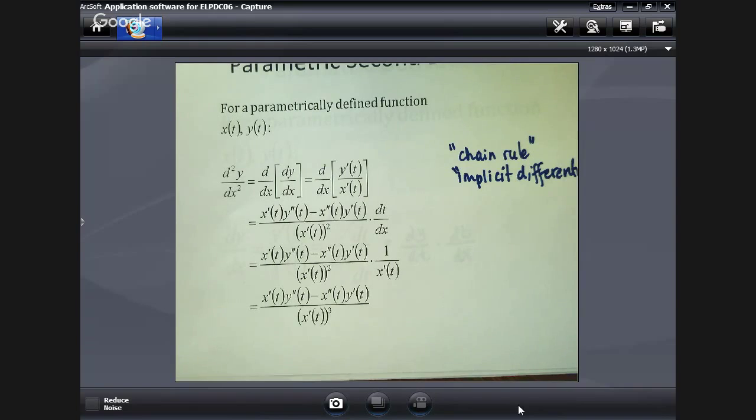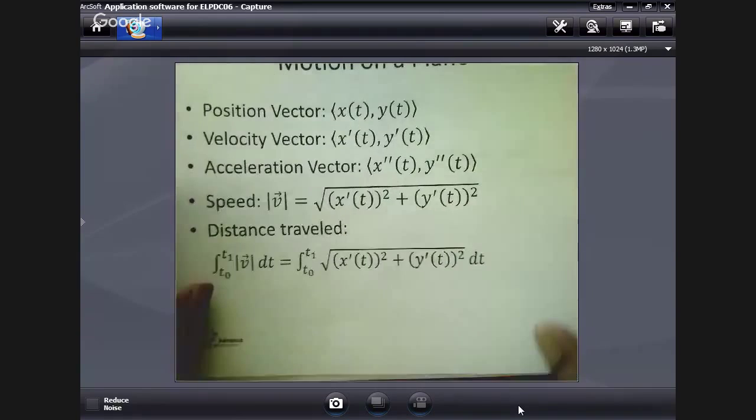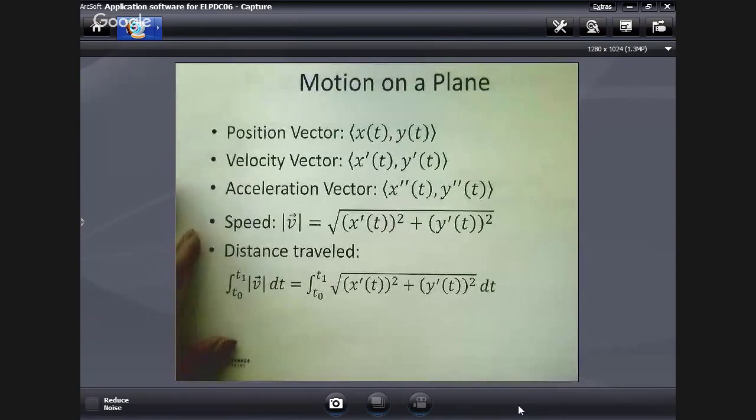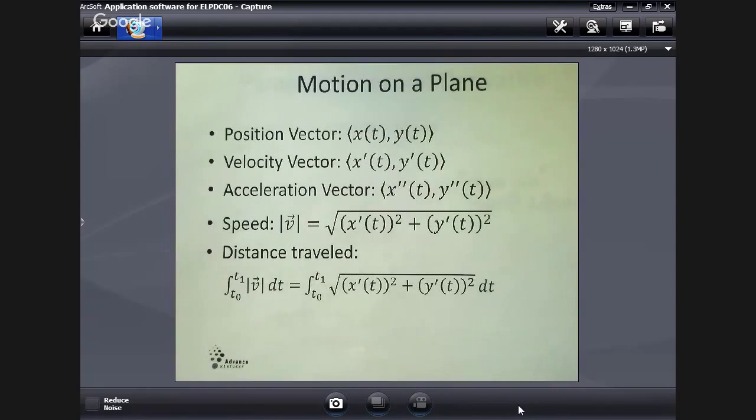Now let's move on to motion in a plane. We use vectors for that. And so these are the basics for motion in the plane: position, velocity, acceleration, speed, and distance traveled. Very similar to the basics for motion along a line: position, velocity, acceleration, speed, distance traveled. And when we move along a line, we also talk about displacement. We don't talk about displacement in the plane very much, but you could. Displacement would just be a vector.